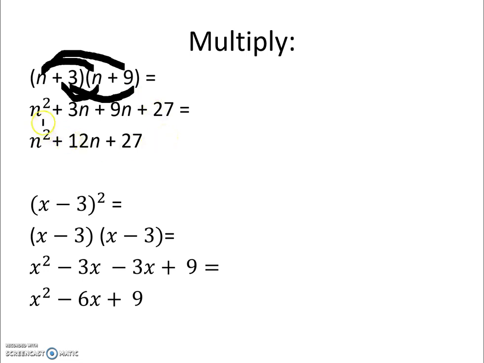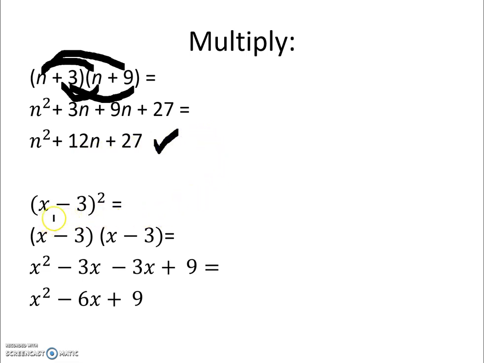So n times n gives us the n squared, 3 times n gives us 3n, and 9 times n gives us the 9n, plus 27 is the 9 times 3. Combining the like terms, 3n plus 9n, we get n squared plus 12n plus 27.